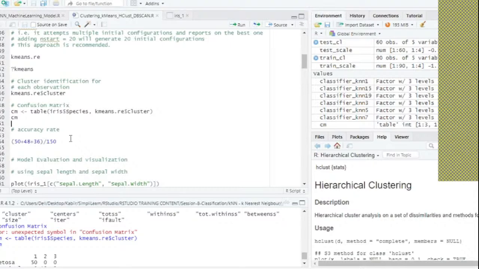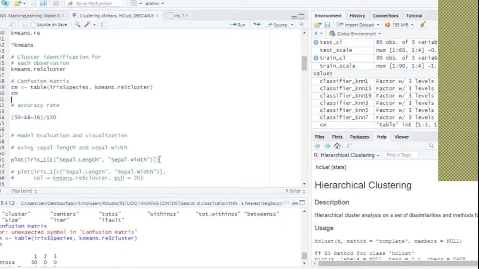Okay, K means is clear. Those who are still doing it can continue. If you've done till line 54, just mention 54 in the chat window, and after that, let's plot it also. After 54, model evaluation and visualization.